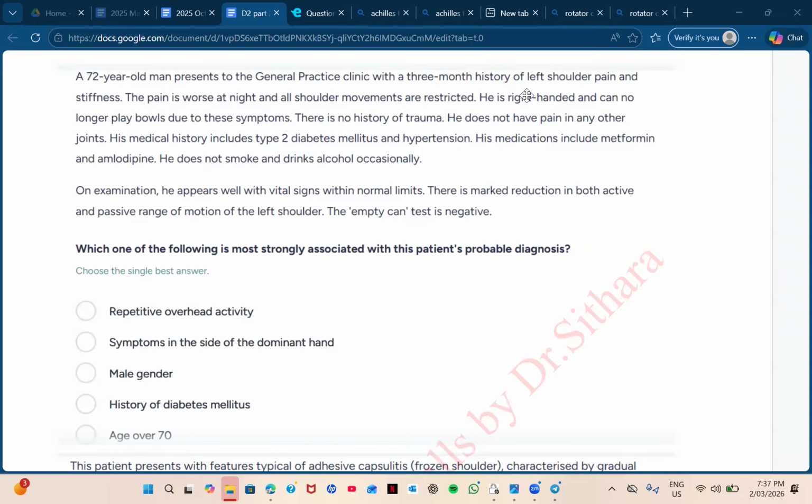Not about other doctors. You have to quickly answer.